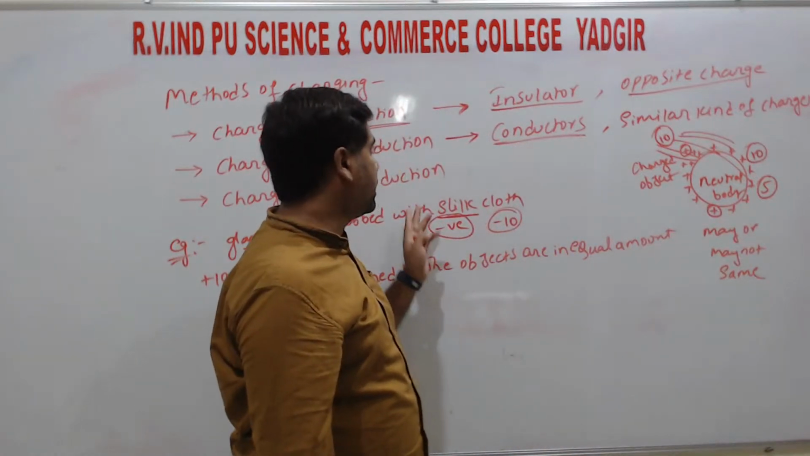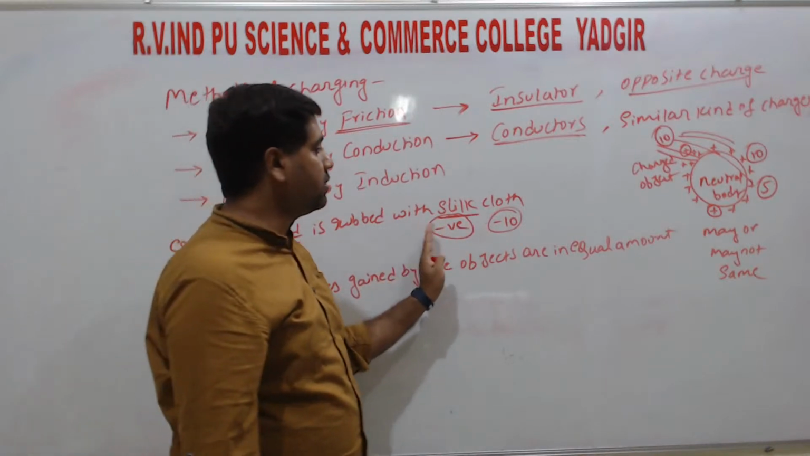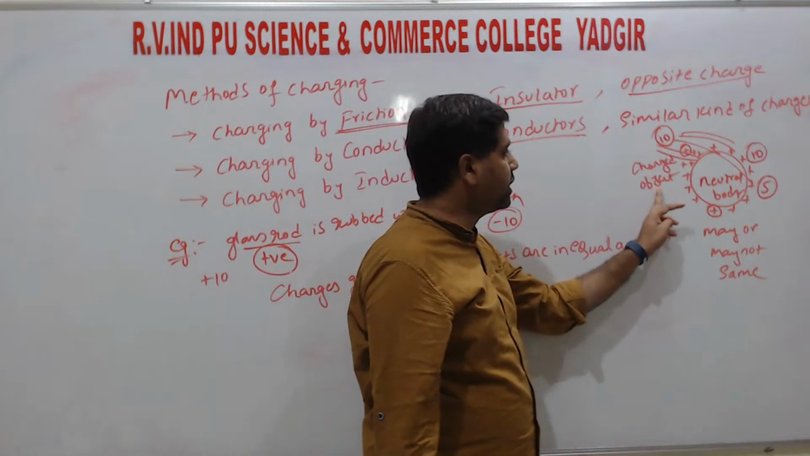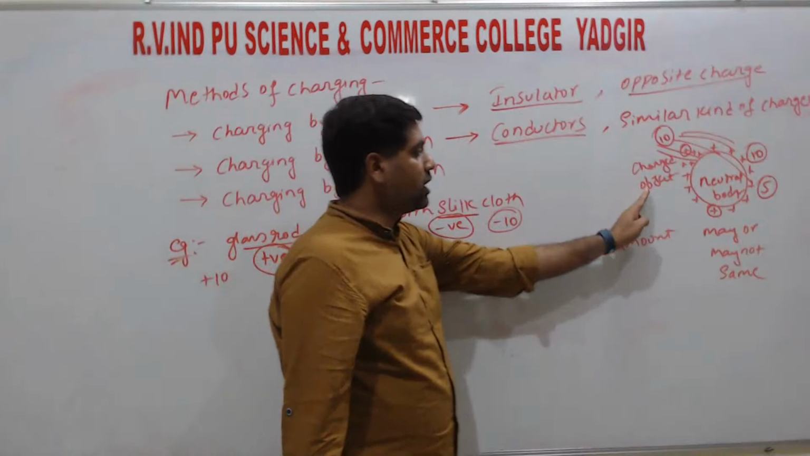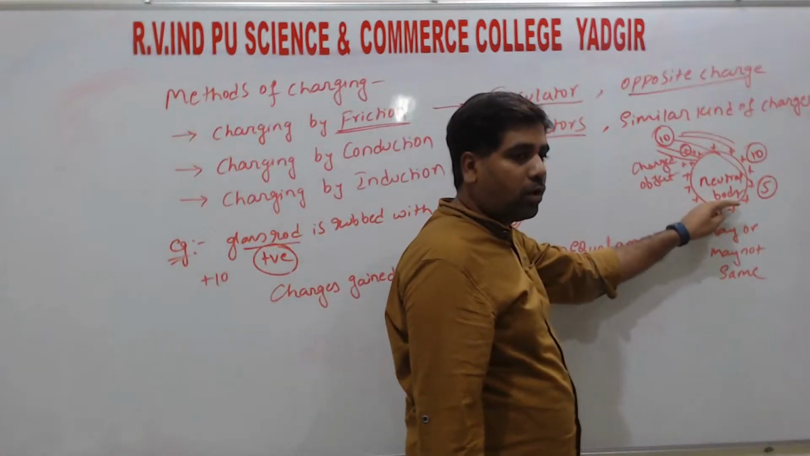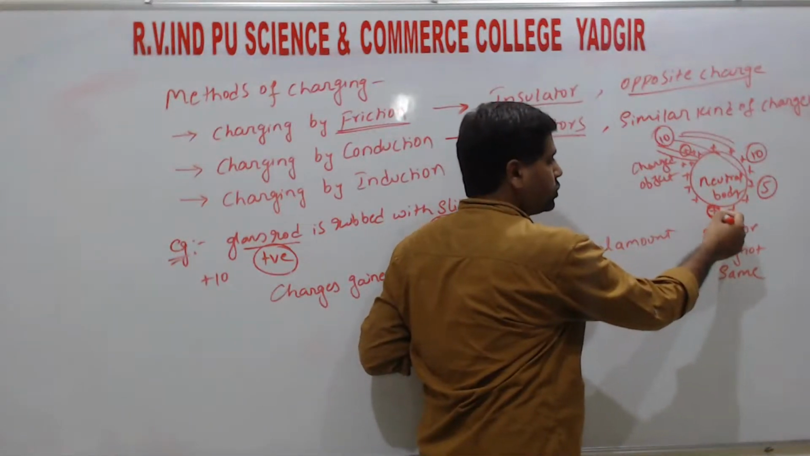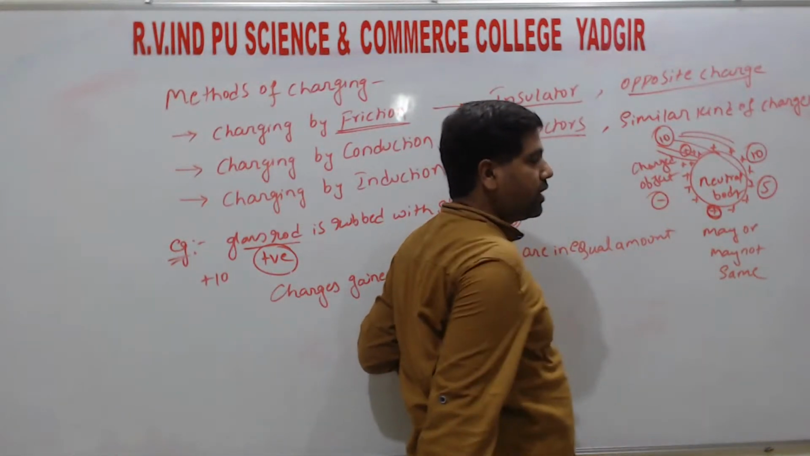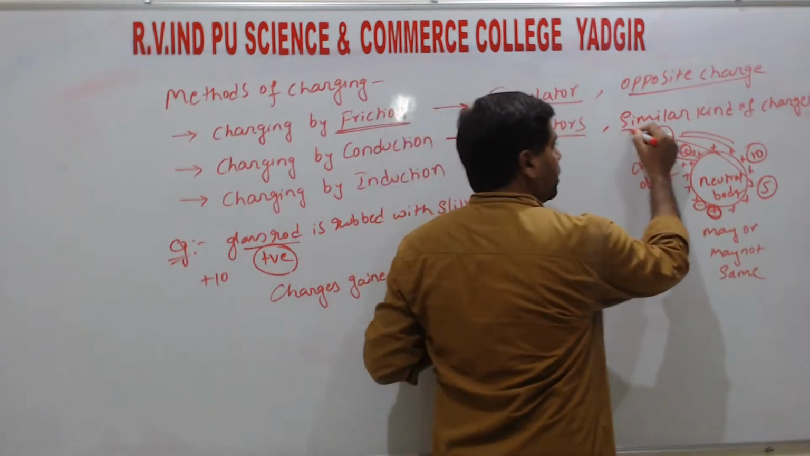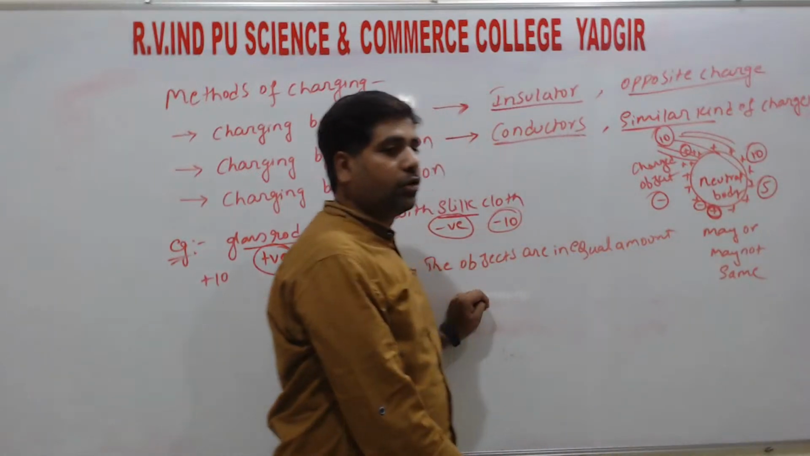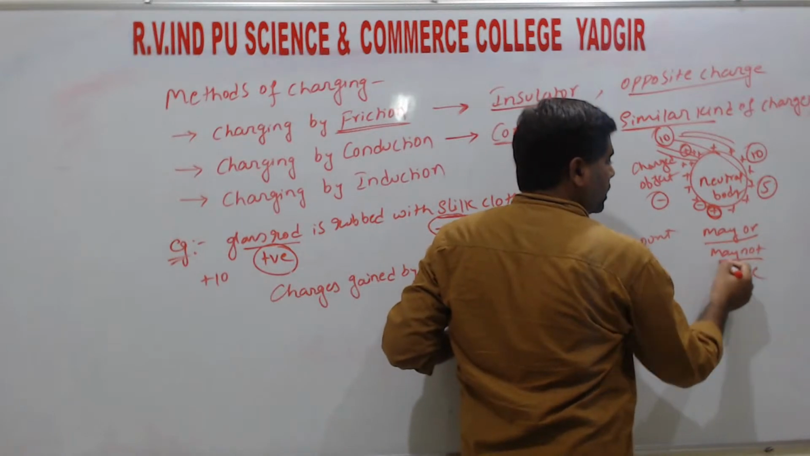But in insulators, that is in friction, opposite charges are gained, so the two bodies gain two different kinds of charges. In conduction, the similar charges will be gained by the neutral body. If the charged body is positive, the neutral body will also gain positive charges. If the charged body is negative, the neutral body will gain negative charges. That means a similar kind of charge will be on the neutral body, though the amounts may or may not be the same.